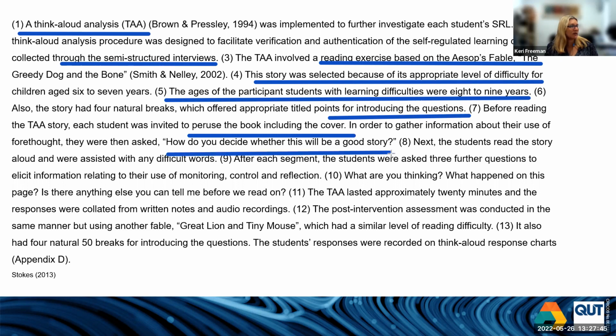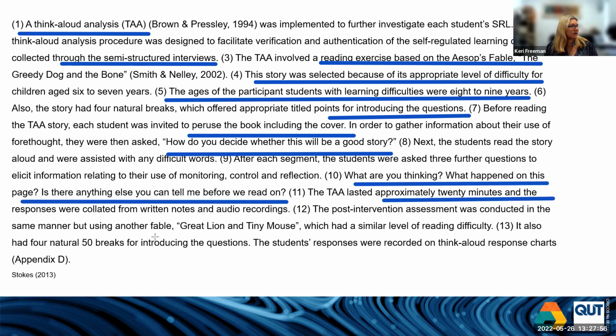and then he's asking them to think about whether they thought it would be a good story. What are you thinking? What happened? Is there anything else? Lasted 20 minutes. Written notes, audio recordings. Yeah. Then he used another one. So he's done this before the intervention, and then he's done a post-intervention.